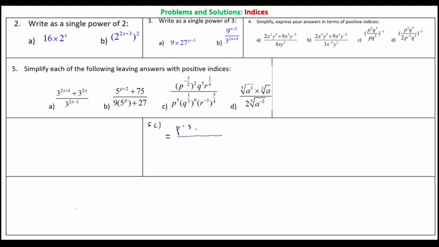And q to the power of 5, r to the power of 1 over 4. And on the denominator, p to the power of 5 times q to the power of 1 over 3 times 9, 3. Then times r to the power of minus 3 times 5 over 4 minus 15 over 4.